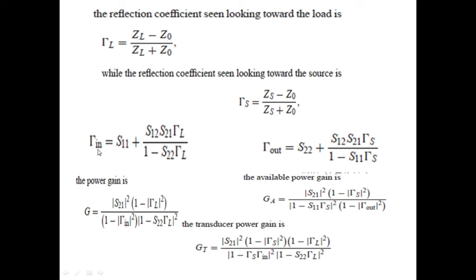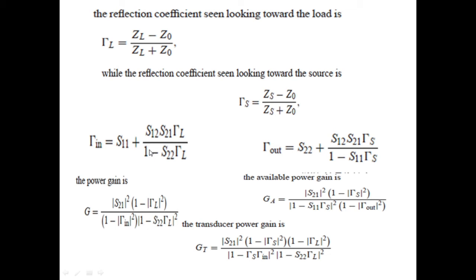Then the reflection coefficient towards the input side of the network is equal to S11 plus S12 S21 gamma L divided by 1 minus S22 gamma L. These S11, S12, S21 and S22 are from the microwave amplifier, which we consider as a 2-port network. The S matrix for a 2-port network is a square matrix, so it consists of 4 parameters: S11, S12, S21 and S22. These are the 4 parameters which represent it.